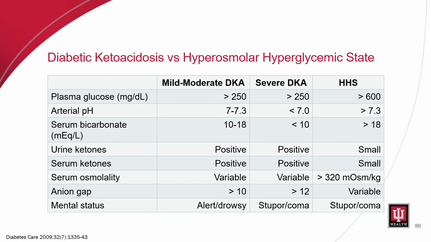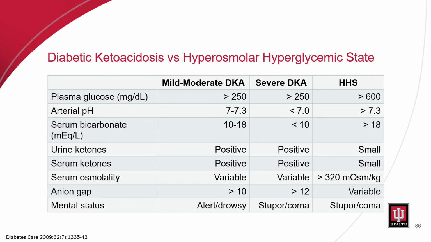When they present in this way, we'll often grab a set of labs which will point us towards the direction of DKA and or HHS. So for the glucose value, we do anticipate these to be elevated in both disease states. However, patients with HHS will be more elevated, so greater than 600 milligrams per deciliter compared to patients with DKA where they may be floating around 300.